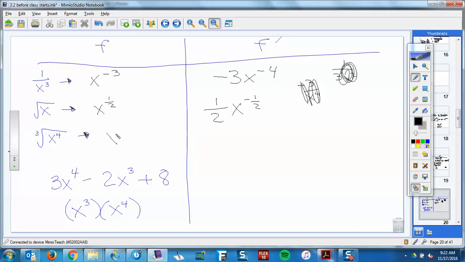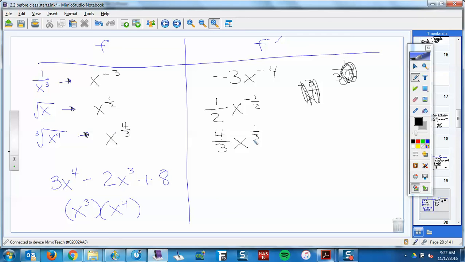What is that? That's x to the 4/3. Remember, the root is always the denominator. The root is always a denominator. So cube root is going to be a 3 on the bottom. So what's the derivative of that? 4/3 x to the 1/3, because that'd be 4/3 take away 3/3. So that'd be 1/3. Okay?